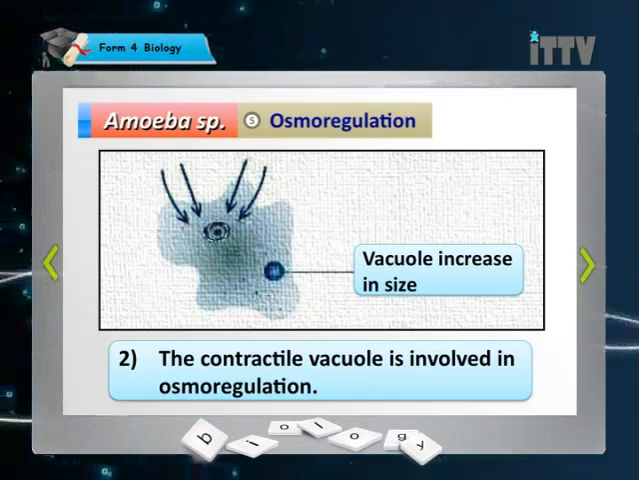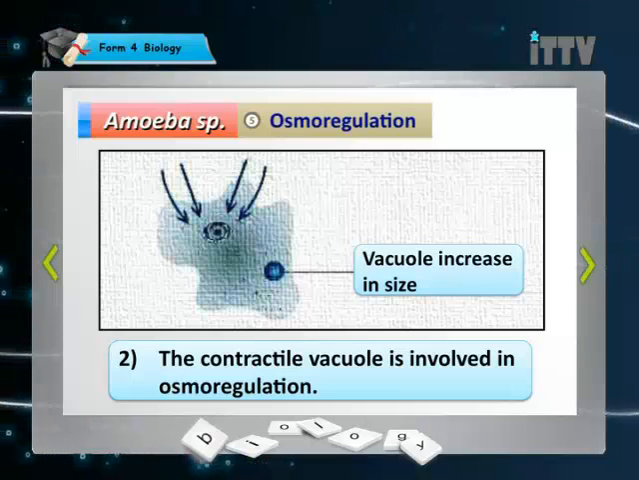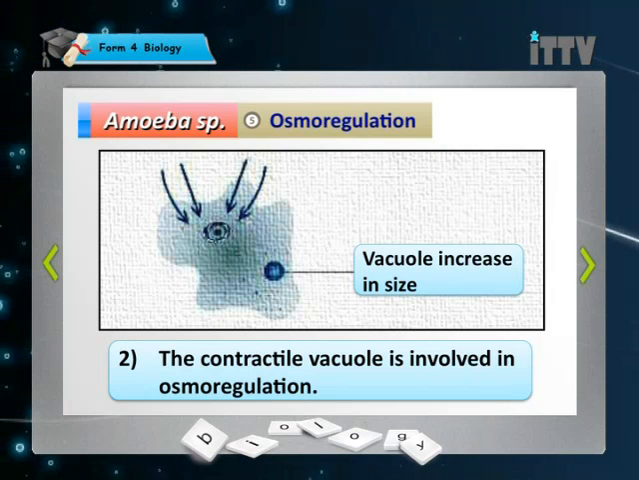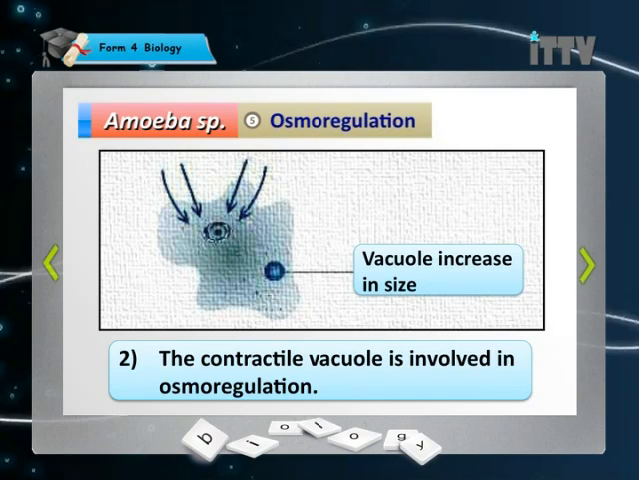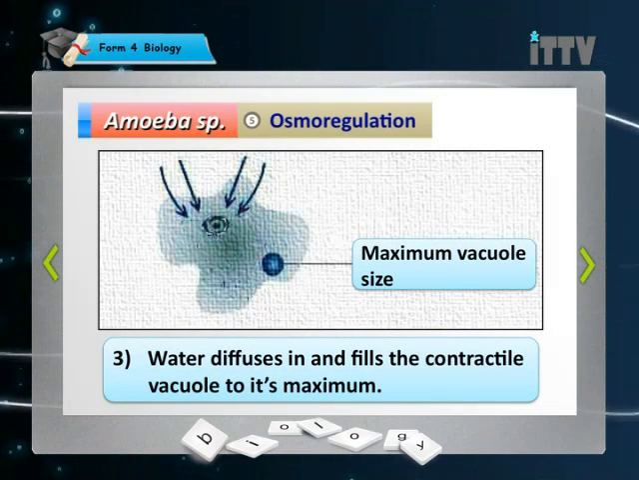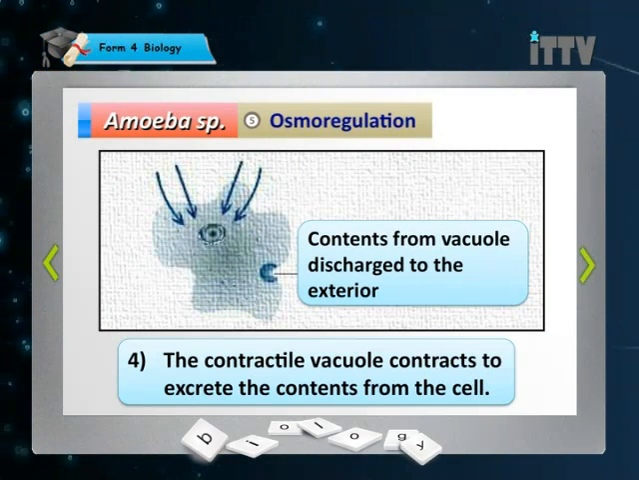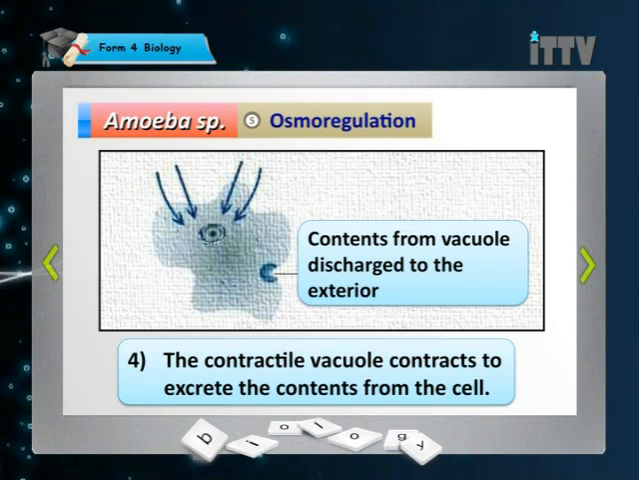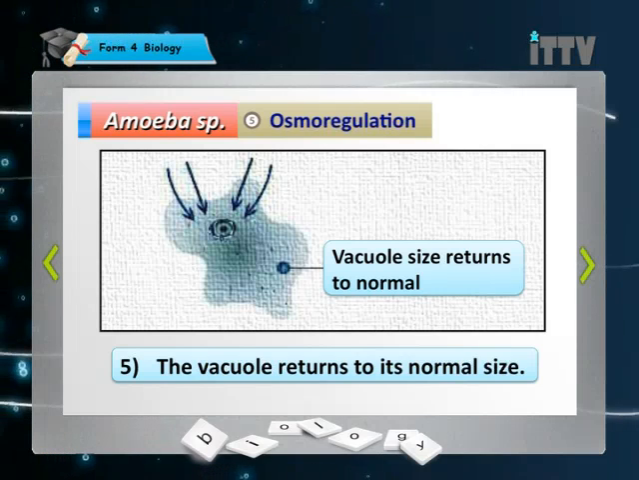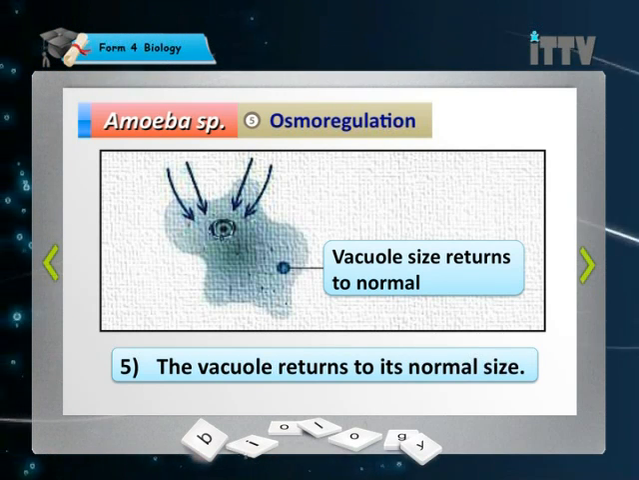The contractile vacuole is also involved in a process called osmoregulation, whereby you can see the arrows are showing you that water molecules are moving into the cell. As water molecules move into the cell, the size of the vacuole increases to its maximum. Now, water diffuses into the contractile vacuole, and when it's at its maximum stage, the vacuole will then contract and therefore discharge whatever content it has, which in this case is the water molecules, into the exterior environment. Now, the vacuole returns to its normal size, and it has already helped the amoeba in osmoregulation.